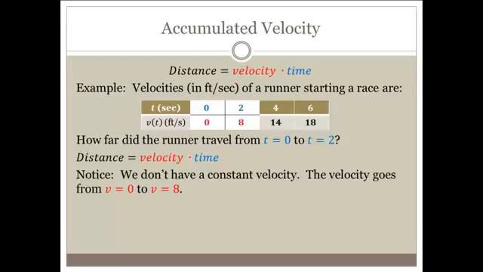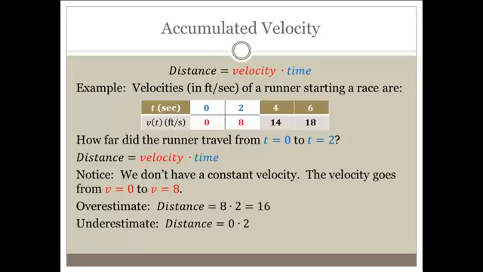Well, we will start by using both. We can get an overestimate, that is an estimate which is more than the actual distance traveled, by assuming the runner traveled at 8 feet per second for the entire 2 seconds, for a distance of 8 times 2, which is 16 feet.